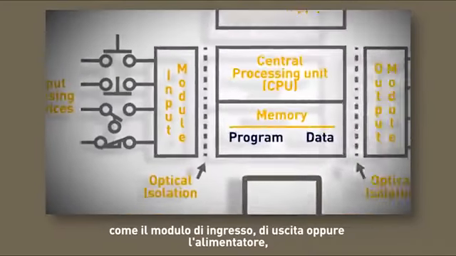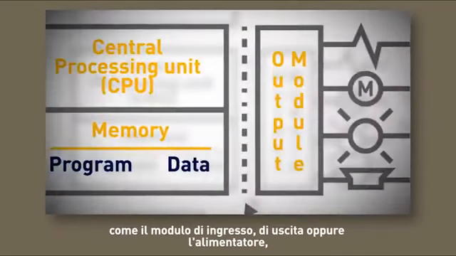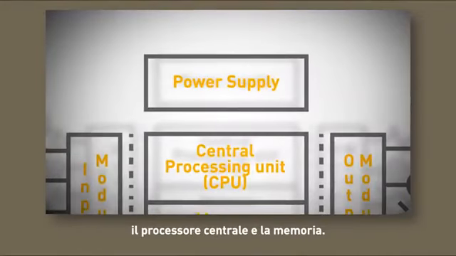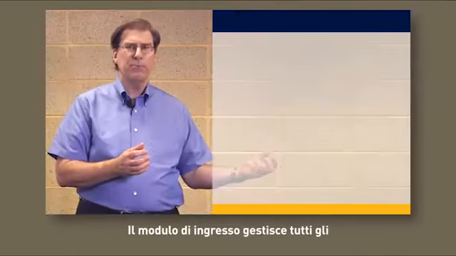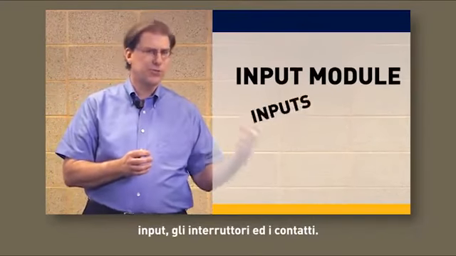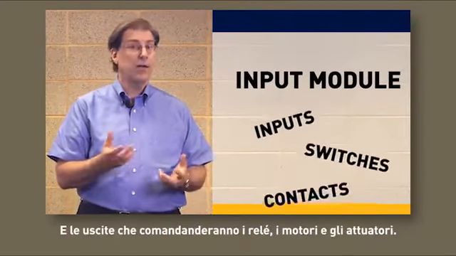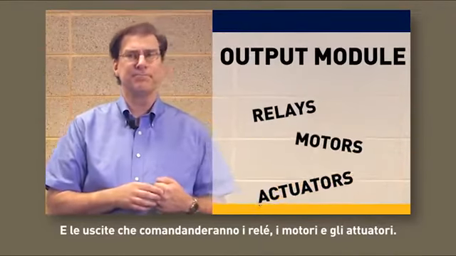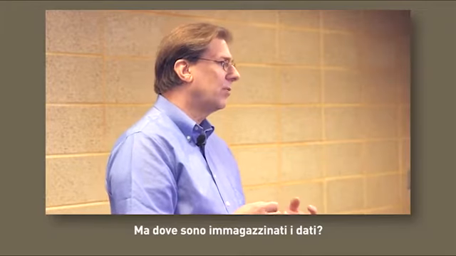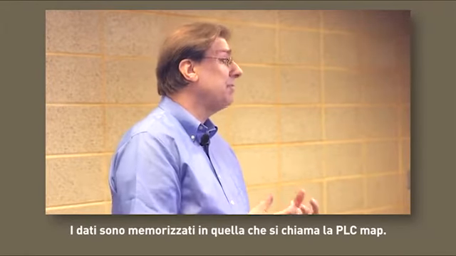You can see that it has an input module, an output module, a power supply, the central processor unit, and some memory. So you have the input module, which is going to take care of all your inputs, your switches, your contacts, and the outputs that would drive relays or motors or actuators. But where is this data stored? It's what they call the PLC map.